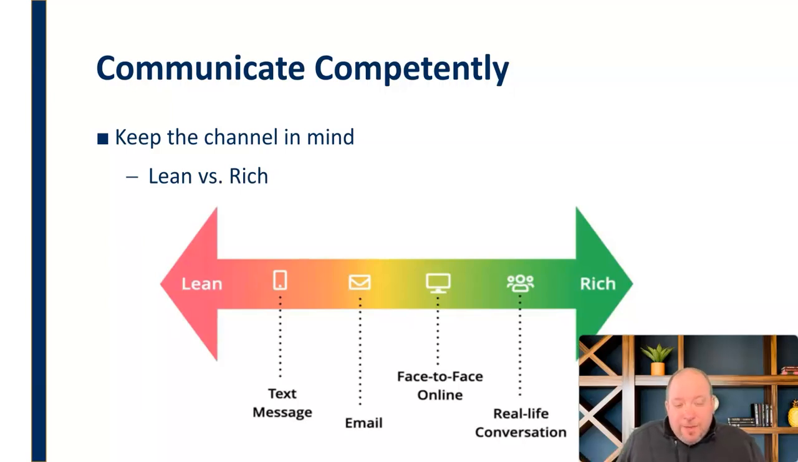Meaning, real life conversation is really rich because we have access to all these different channels of communication. A text message is very lean because we have just the words to go by, maybe some emojis, but still, there's a lot of ambiguity there because we're limiting ourselves in terms of the number of channels. There's a lot of convenience to texting and it can be wonderful, but we need to keep in mind that it's lean. And so when we say something, we have to think very hard about how that might be interpreted on the other end. So is this a lean channel or a rich channel of communication? And how does that impact what I'm trying to do? So keep the channel in mind.